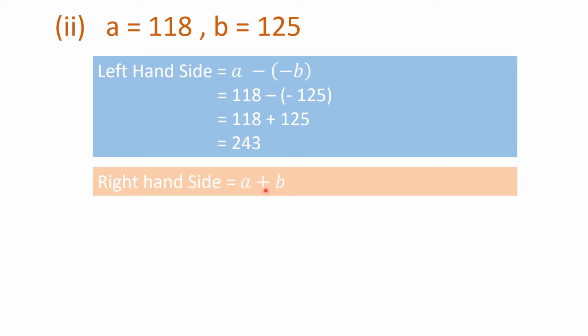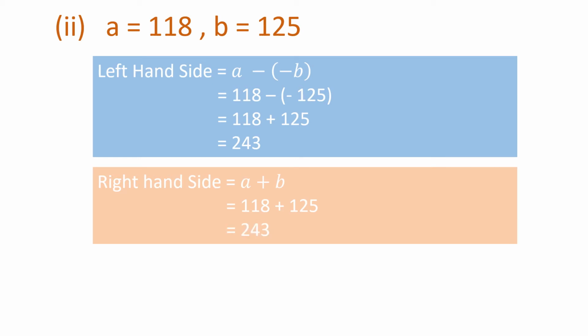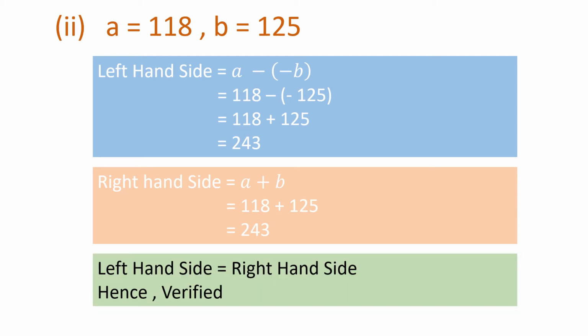So likewise, we are going to check for the right hand side. Right hand side is a plus b. A is 118, b is 125. As we substituted, we get 118 plus 125, which is 243. So now again you can see right hand side and left hand side are equal. So when it's equal, what can we say? We can say that left hand side is equal to right hand side, and that is what we had to check, and that is what we had to verify. So we write hence verified. So we have verified that the right hand side is equal to the left hand side, right?